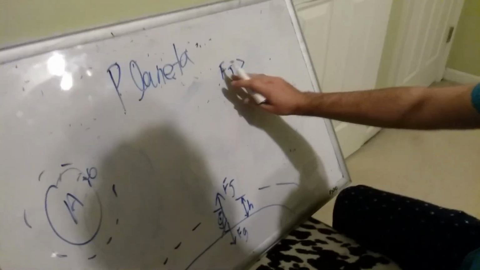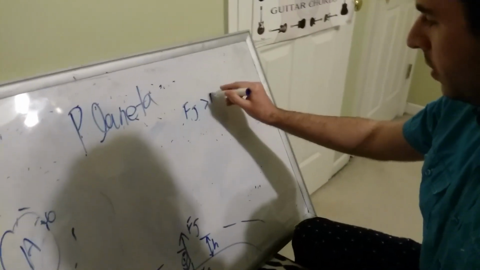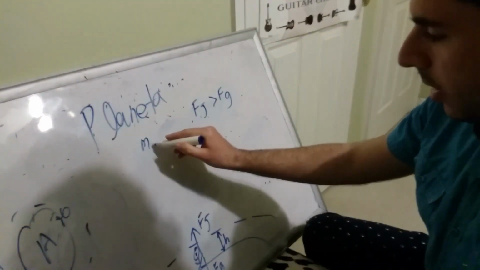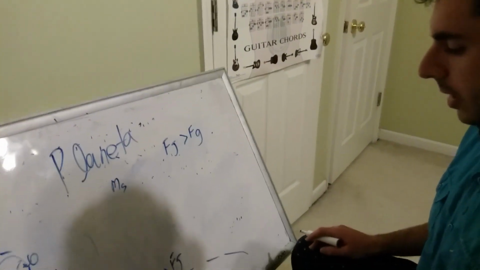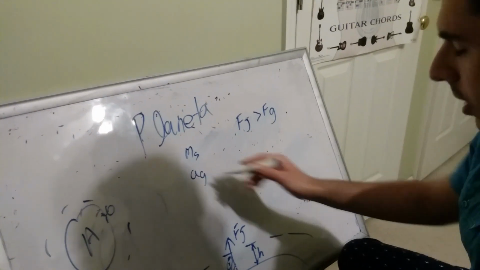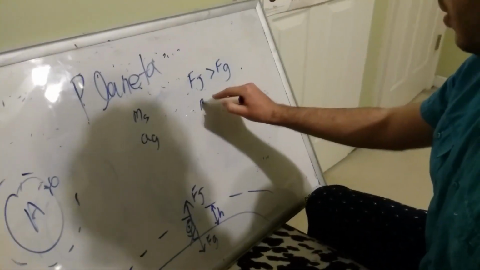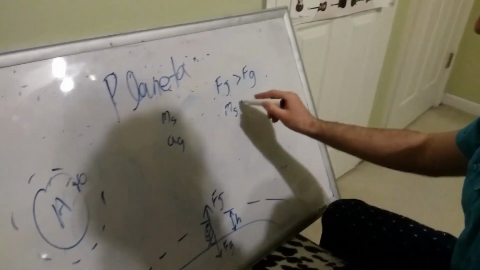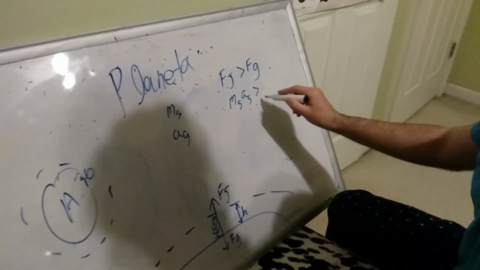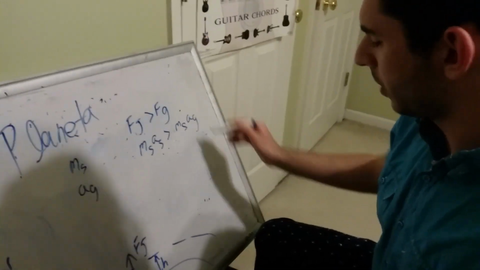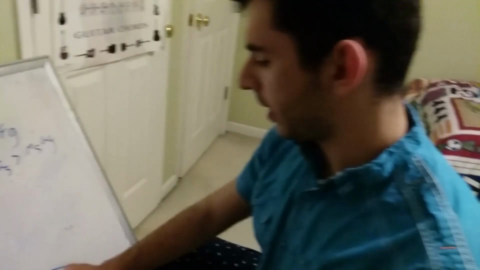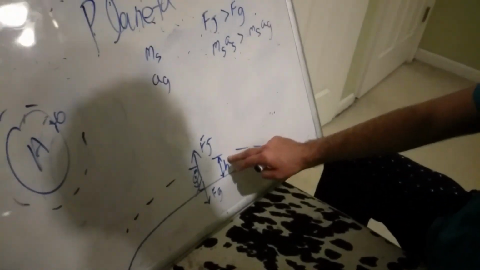Okay. F of j has to be greater than F of g. We're gonna give it a mass variable of m s for massive stick figure, right? And we'll give it an acceleration of a g, right? So we know that m s a s has to be greater than m s a g, right? We also know that we have a height, right? And we're jumping up, and we need to get to this top, right?